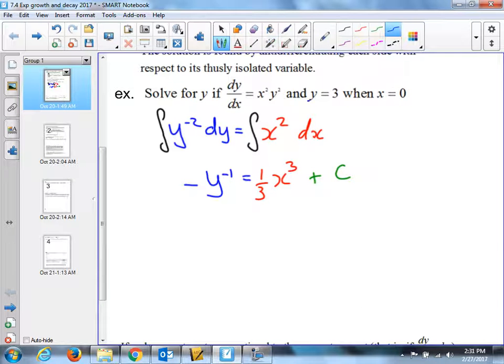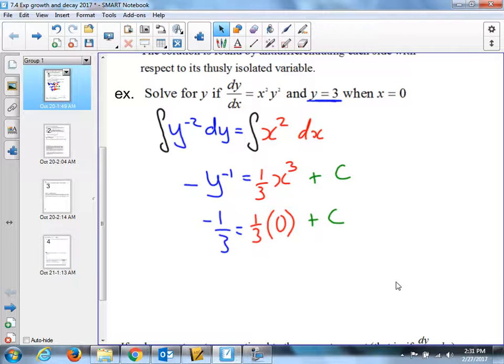So, y equals 3. So this is really negative 1 over 3, y to the negative 1. And then I toss in my x equals 0. 1/3 times 0. I'm going to write that down just to show you. I think you can quickly see that c is negative 1/3, right?